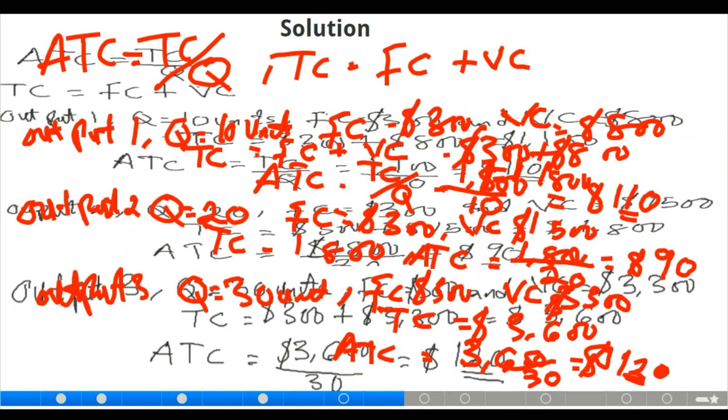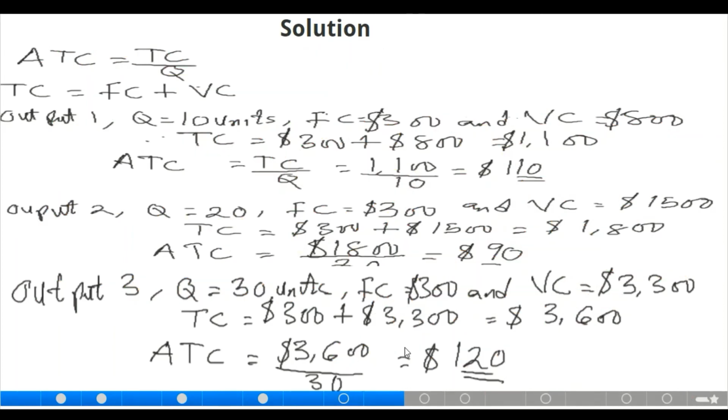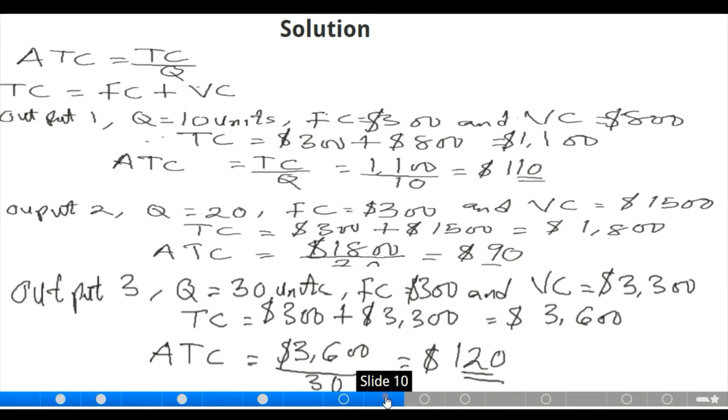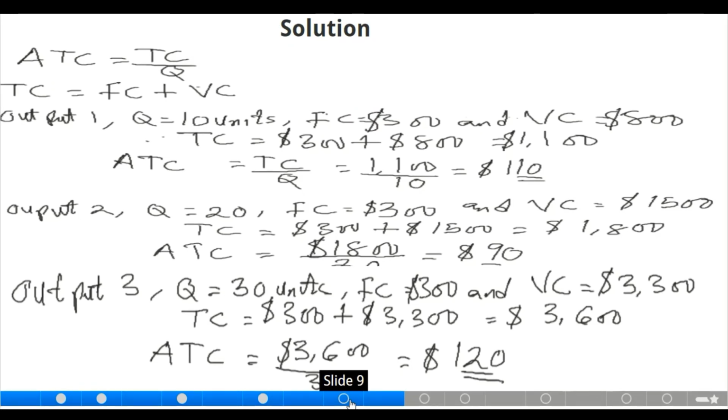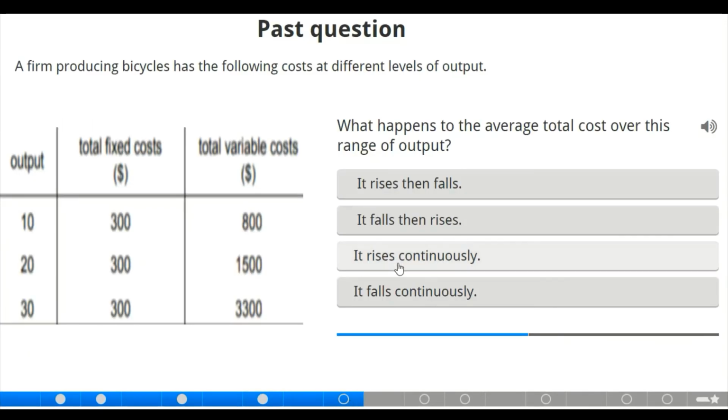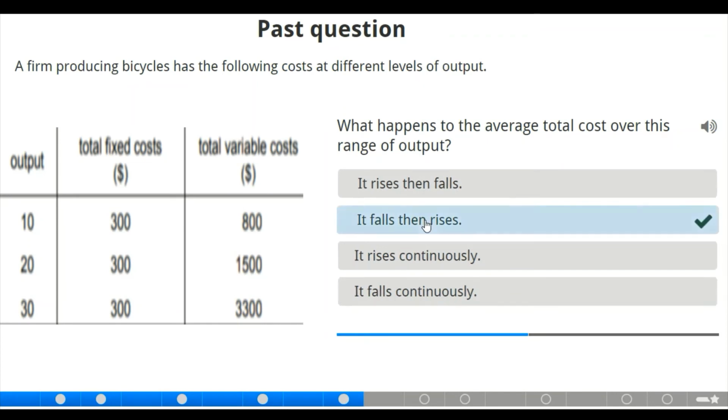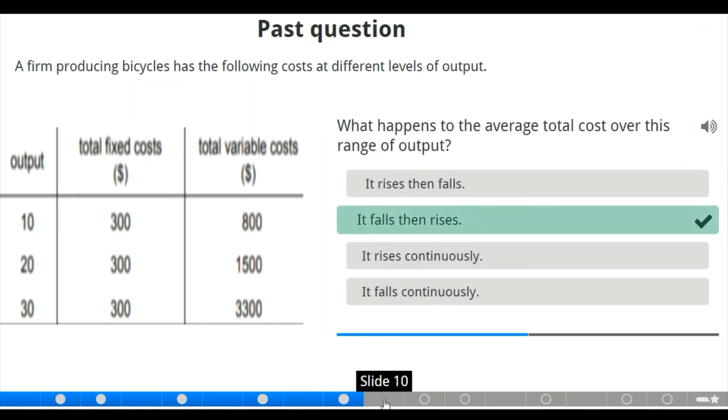Now, if you check, this thing falls and then rises. It falls and then rises in output 3. Now let us check our options here. What do you think can be the answer? Since it falls, then rises again, where is it in this option? It rises then falls? No, of course, it's falls, then rises. Now that's the correct answer.